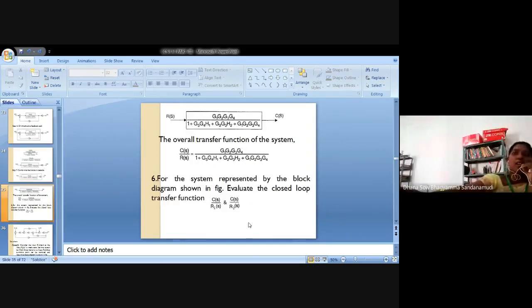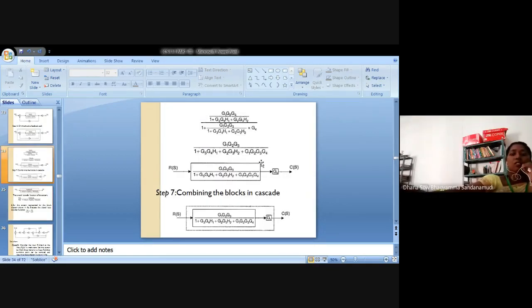If you have any doubts, overall transfer function is this. If you have any doubts in this problem, just ask me. You can unmute yourself. You can ask me any step which you are unable to follow. If you have no doubts, I will proceed. Somebody is about to talk.